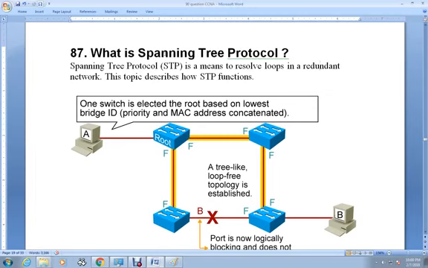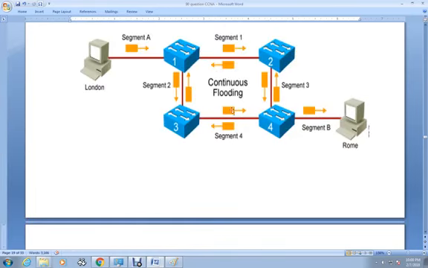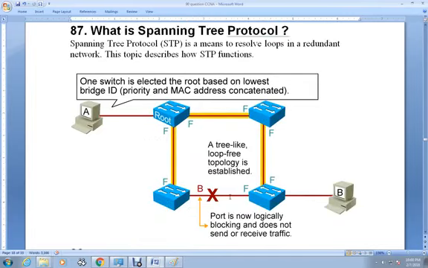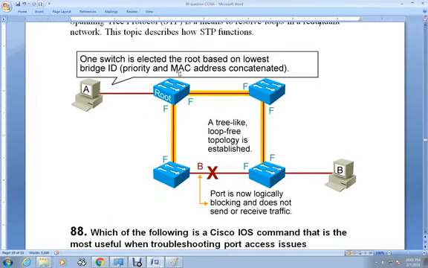So guys, for that we use the spanning tree protocol. So what is spanning tree protocol? Next question. Spanning tree protocol is a means to resolve loops in a redundant network. I told you this is the situation, and to avoid it we use spanning tree protocol. It uses a mechanism I have explained in a couple of my videos. The basic thing is it will block one port. If you subscribe to my channel, you can get from there how it works. The port is now logically blocked and does not send or receive traffic. It will be active, but it will remain in inactive status, so it will not send or receive any data. So there is no possibility of looping. This is how we can avoid loop redundancy.